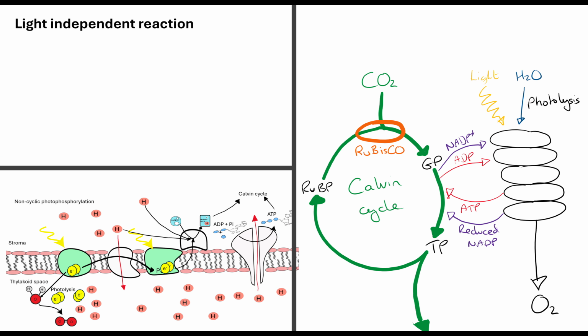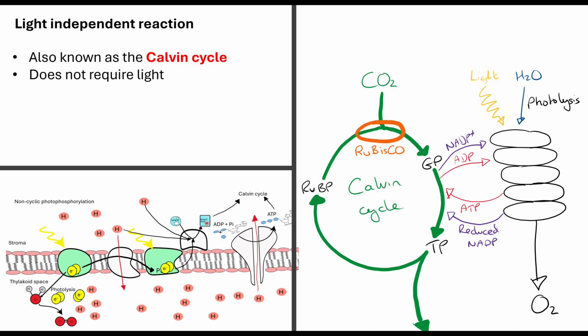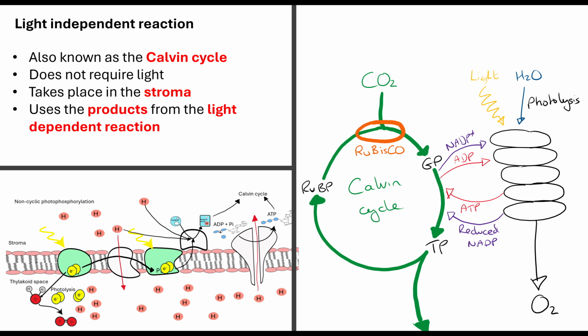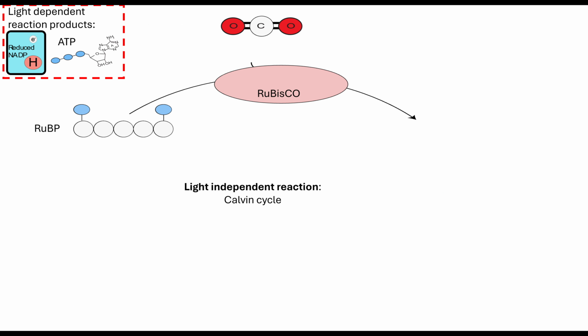So our light independent reaction is also known as the Calvin cycle. It's called the light independent reaction because it does not require light. It occurs in the stroma. What it does require are the products from the light dependent reaction. If the products from the light dependent reaction are not present, then the light independent reaction will slow down and then cease to continue. So let's have a look at this light independent reaction then.